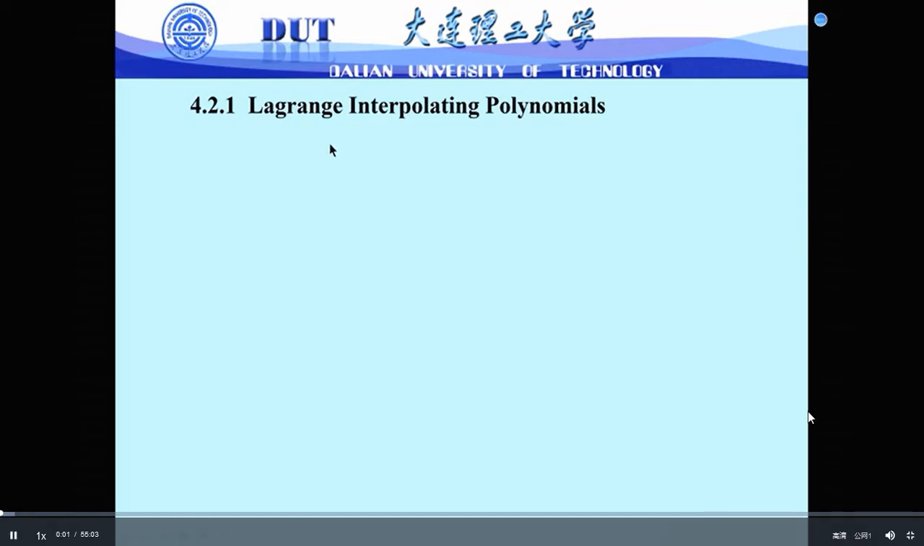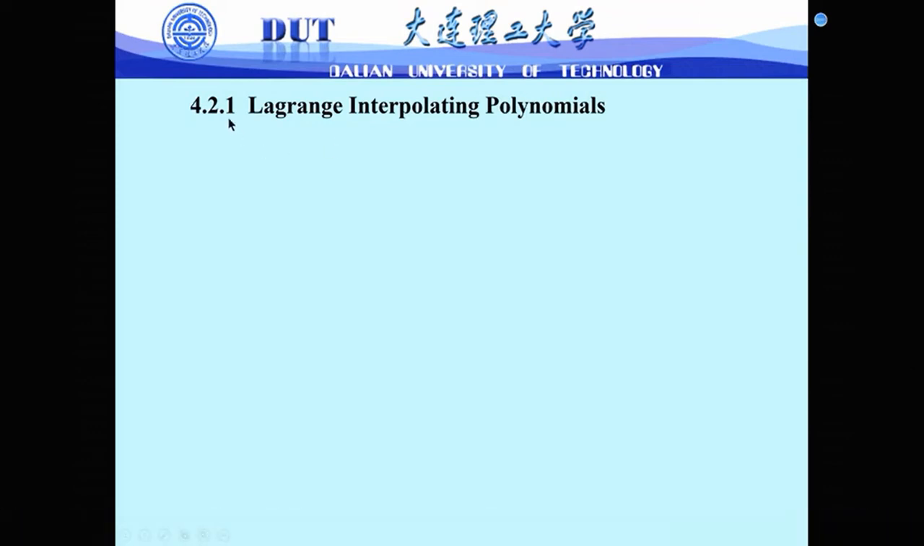Okay, let's come to the first subsection, Lagrange Interpolating Polynomials. Now here we need to consider another method to obtain the interpolation polynomial.